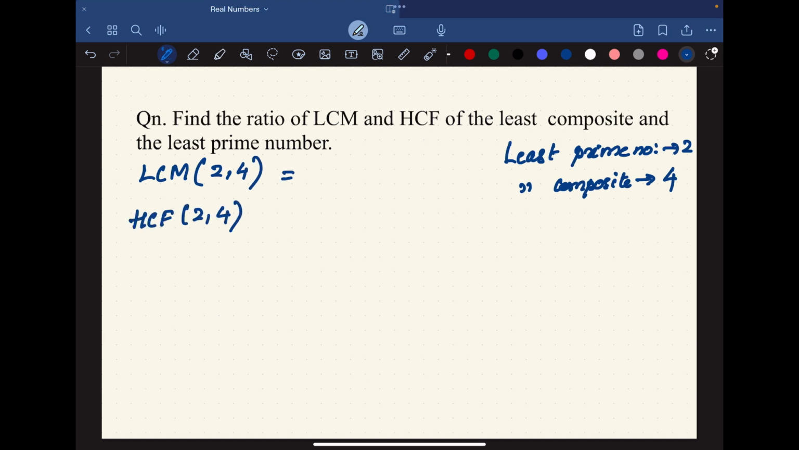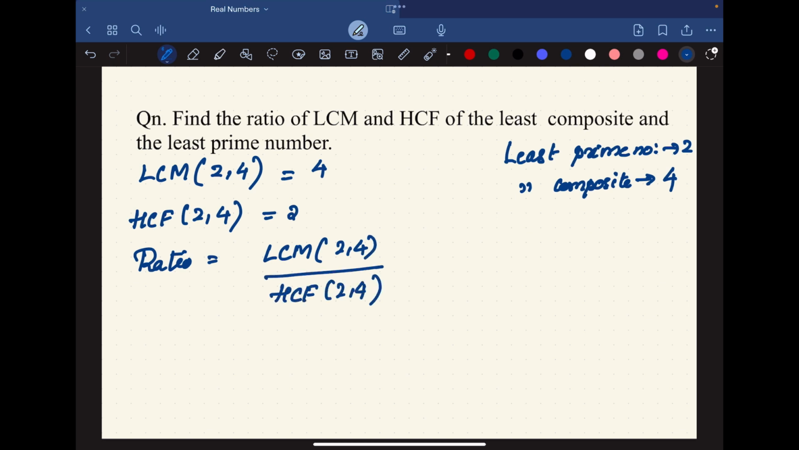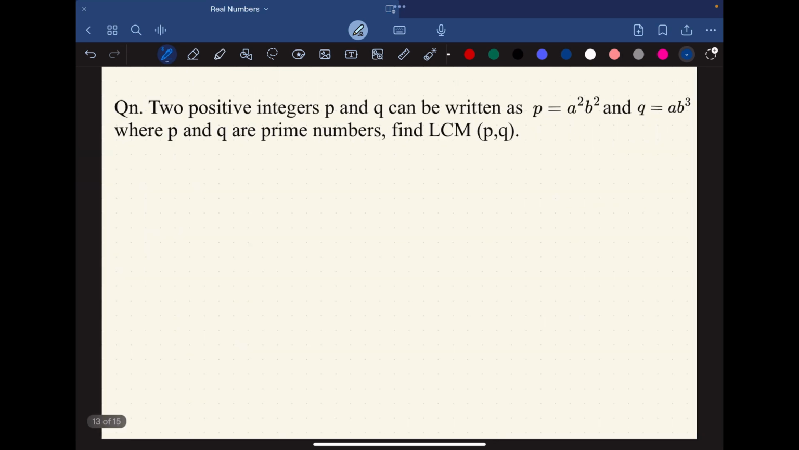By the time you have found out, I guess the LCM is 4 and the HCF is equal to 2, right? Now we have to find out the ratio, means how will you write it, LCM of 2, 4 divided by HCF of 2, 4, and you can write it as 4 by 2. And what is 4 by 2? You can write this as 2 is to 1. This is how you can do it. This question was asked previously in a board exam. Okay, so let's see the next question.